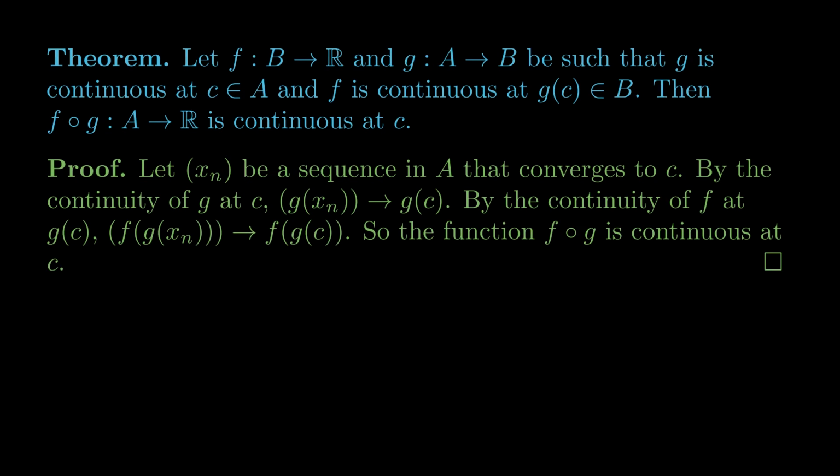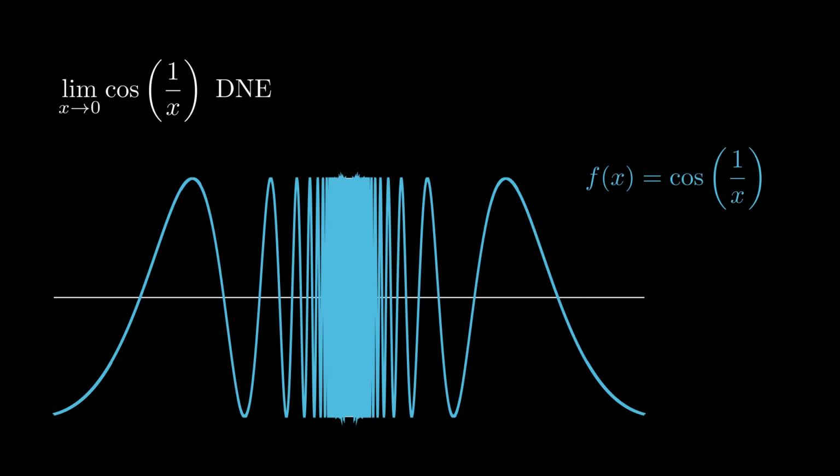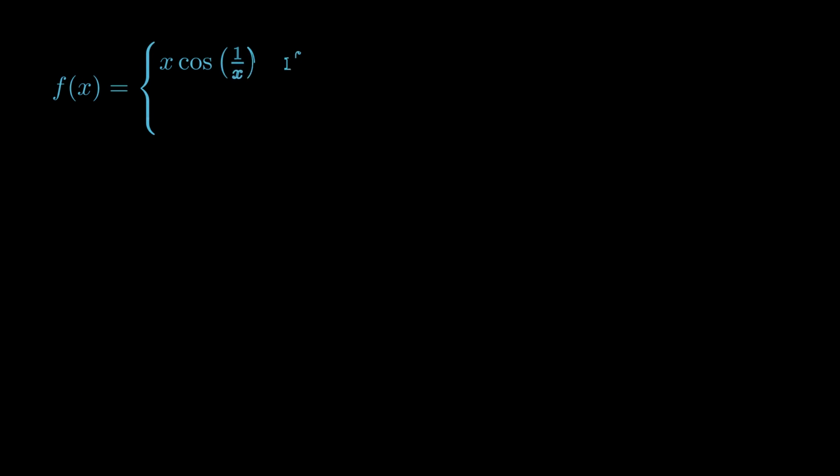is continuous at C. We demonstrated last video that the limit as x approaches 0 of cosine 1 over x does not exist, because we could construct two different sequences of inputs which have corresponding output sequences converging to different limits. Since 0 was a limit point of that domain, that automatically means the function cosine 1 over x is not continuous at 0. What if we modify the function to x cosine 1 over x if x is non-zero, and then 0 if x is equal to 0? Is this continuous at 0?